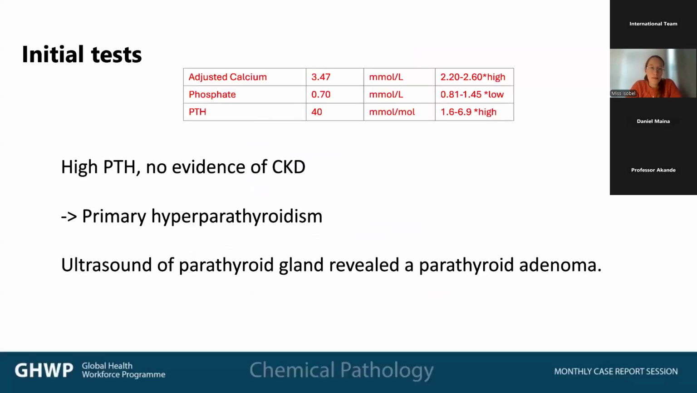So for this patient, we have that high adjusted calcium. They have a low phosphate, and the PTH was found to be 40, which is much higher than the reference range. That's really, really high. And it shows that this hypercalcemia is being driven by that high PTH. There was no evidence of chronic kidney disease in this patient as a cause for the high PTH. So this is most likely to be primary hyperparathyroidism. An ultrasound of the parathyroid gland revealed a parathyroid adenoma.